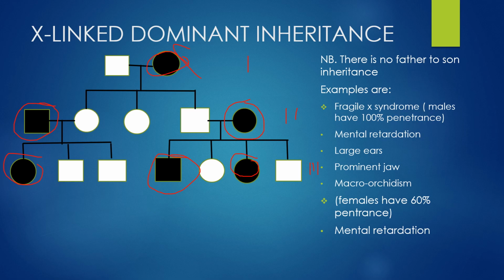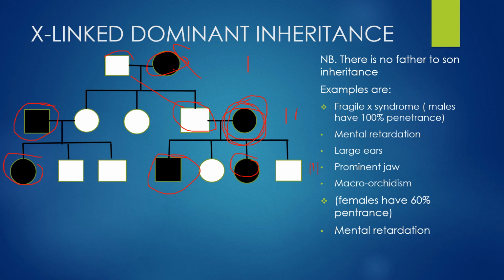Here we see that the mother gave the diseased gene to one son and one daughter, and they both manifested. We know that this is dominant because the daughter that inherited from the mother actually ended up manifesting or showing symptoms of the disease. And we know that it is X-linked because there is no father to son inheritance, because the males will inherit the Y chromosome from their father, which is healthy.